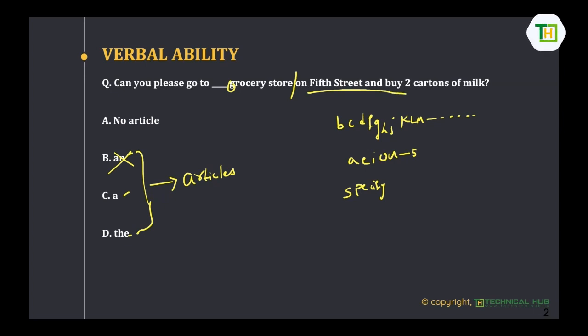That means there may be a grocery store on 4th Street or 3rd Street or 2nd Street or 1st Street, but we are not asking you to go there. We are asking you to go only to the grocery store on 5th Street. That means we are trying to specify it. Then option C is also wrong. What is the right answer here? The right answer is the. Got my point?